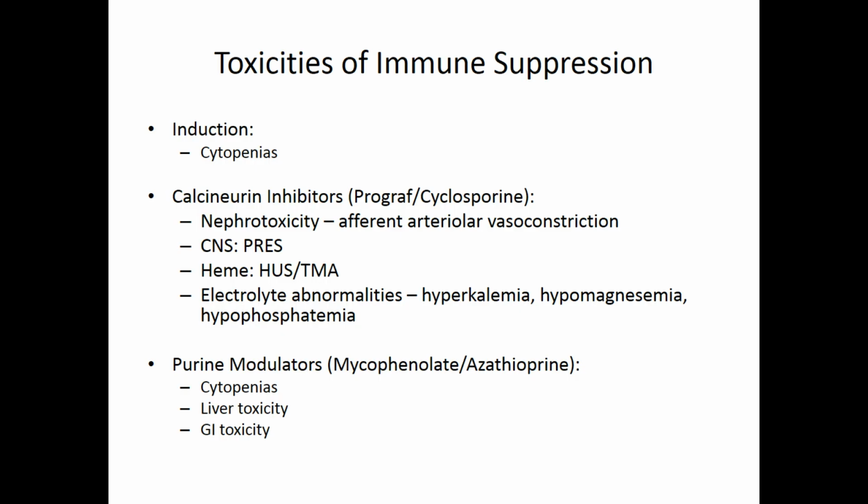CNS-associated complications related to calcineurin inhibitors include posterior reversible encephalopathy syndrome. Also recall that hemolytic uremic syndrome or a thrombotic microangiopathy can be seen in the setting of calcineurin inhibitors and should be considered in the setting of unexplained anemia and thrombocytopenia. Very commonly, calcineurin inhibitors lead to electrolyte abnormalities such as hyperkalemia, hypomagnesemia, and hypophosphatemia. The purine modulators, which include mycophenolate and azathioprine, can be associated with cytopenias, liver toxicity, and GI side effects.